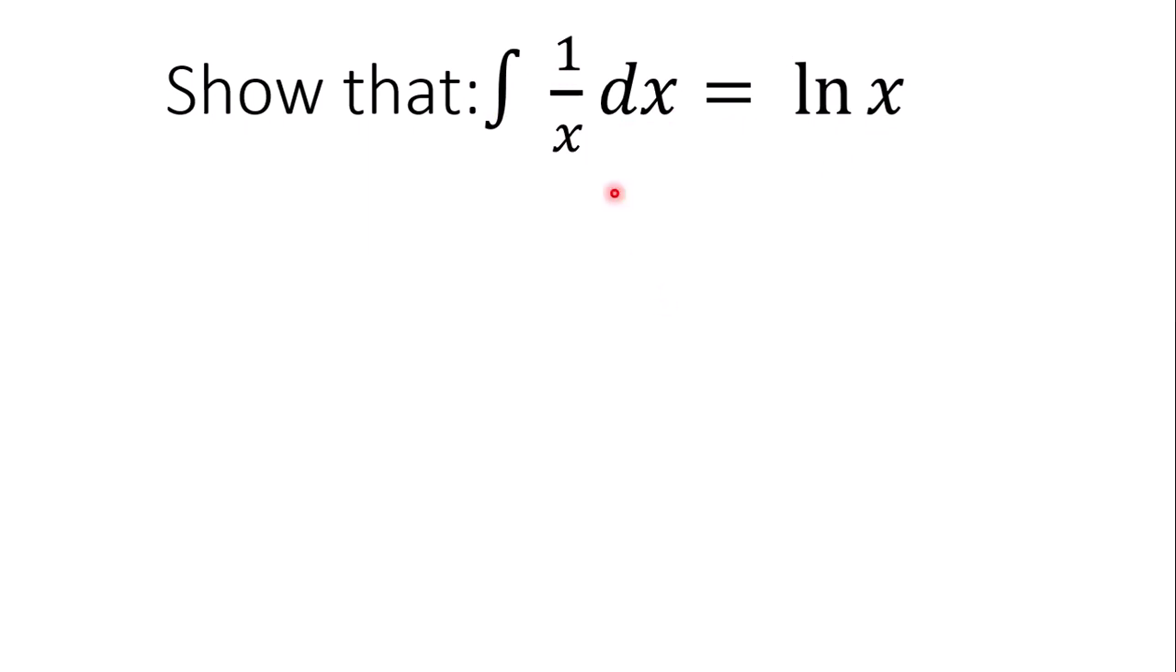Show that the integral of 1 over x dx is equal to natural log of x. In my previous video, I solved this one and I told you that in my next video, I'll prove to you why, when you integrate 1 over x, you get natural log of x. So here I'm going to prove why when you integrate this, you get this. Let's write our solution first. Now, let's repeat the question.